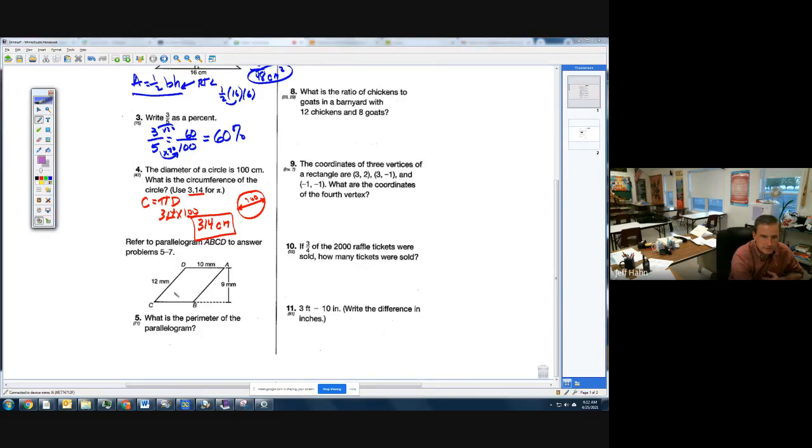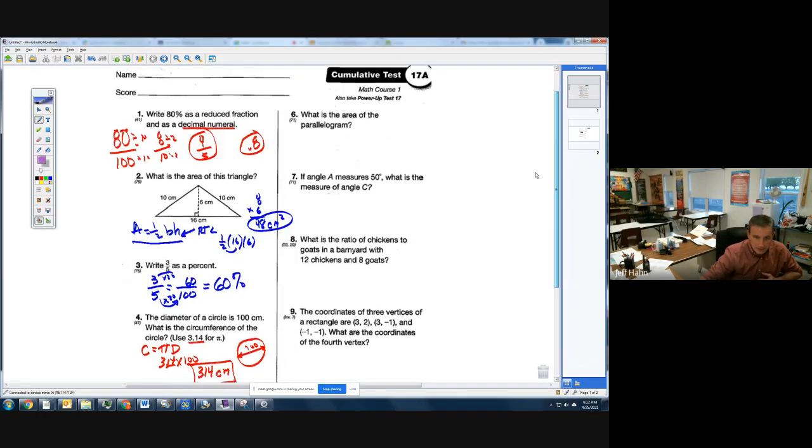Problem number 5, what is the perimeter of the parallelogram? And remember, perimeter is just the distance around. If it's a parallelogram, that means these opposite sides are equal. So the perimeter is going to be 10 plus 12 plus 10 plus 12. Adding those together, and it looks like I get 44 millimeters. 44 millimeters for problem number 5.